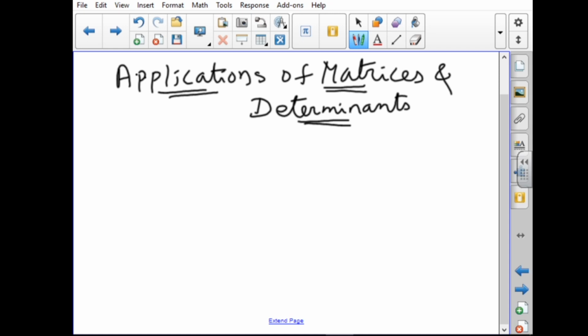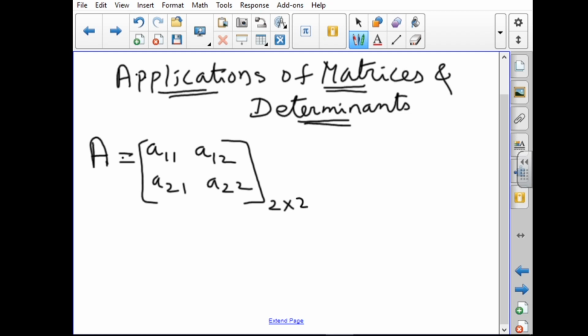The horizontal line represents the rows, and the vertical line represents the columns. In general, matrices are always written in capital letters. Let us take a matrix A. If it is a 2 by 2 matrix, then the general form is A11, A12, A21, A22, with 2 rows and 2 columns. We write the number of rows first, then the number of columns.